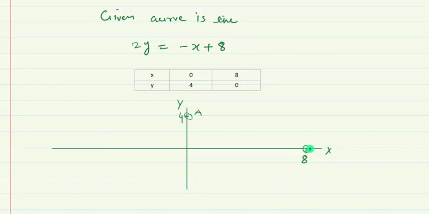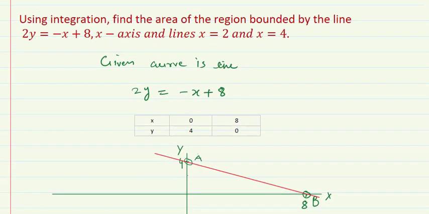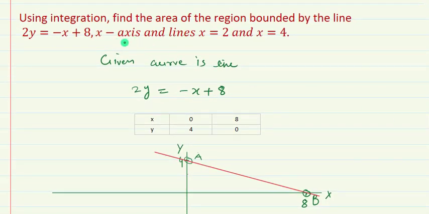This is the second point, let me name it as B. Now join AB to get the required line. AB is the required line which we get after joining the coordinates (0, 4) and (8, 0). Now the rest of the things that we need to mention: one is the x-axis. So clearly this is the x-axis, this is the line.